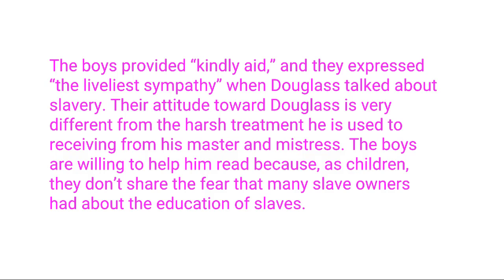The boys provided kindly aid, and they expressed the liveliest sympathy when Douglass talked about slavery. Their attitude toward Douglass is very different from the harsh treatment he is used to receiving from his master and mistress. The boys are willing to help him read because as children, they don't share the fear that many slave owners had about the education of slaves.